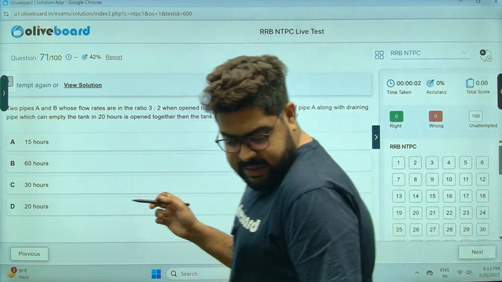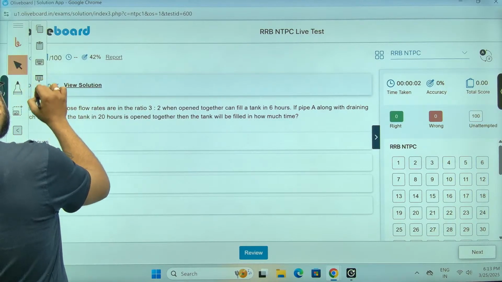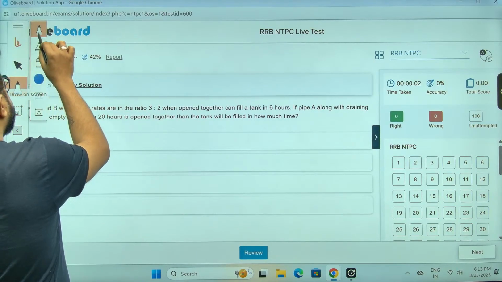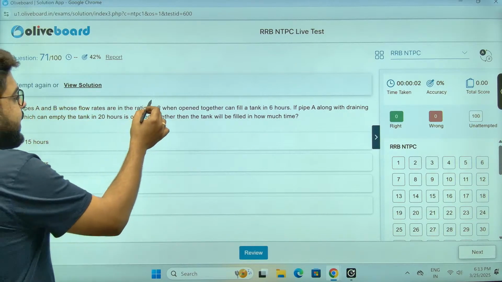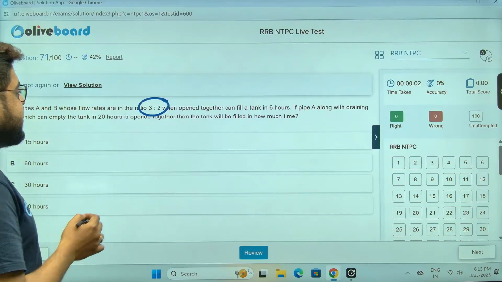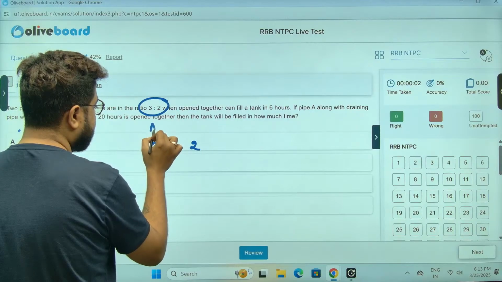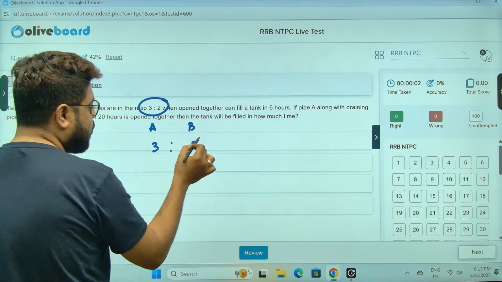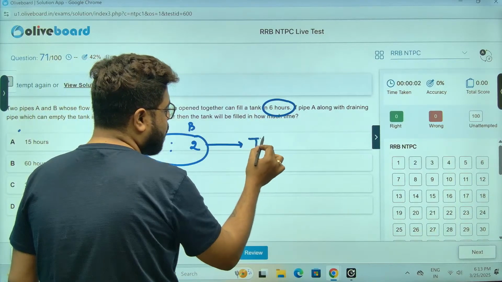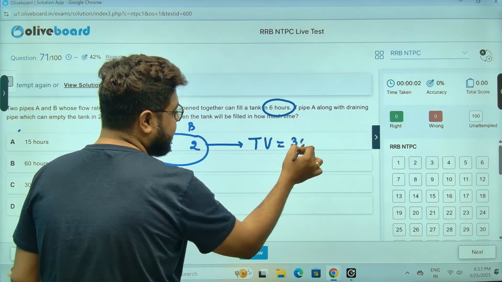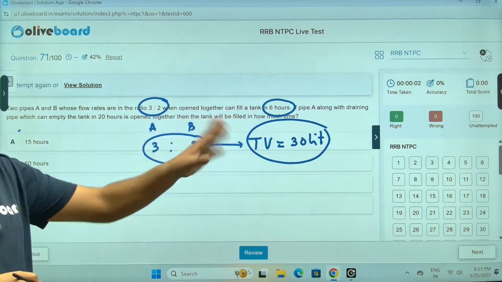Pipe and cistern, pipe and cistern. Let's see, sir. Two pipes, flow rate, meaning efficiency is given. The efficiency ratio is 3:5. A here, B here. Now, total they are filling 5 liters per hour and they are filling the tank in 6 hours. Total volume, we can say 5 into 6, 30 liters. Total volume is how much they are filling per hour into how many hours.